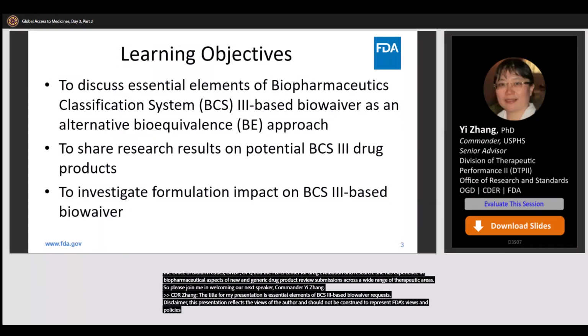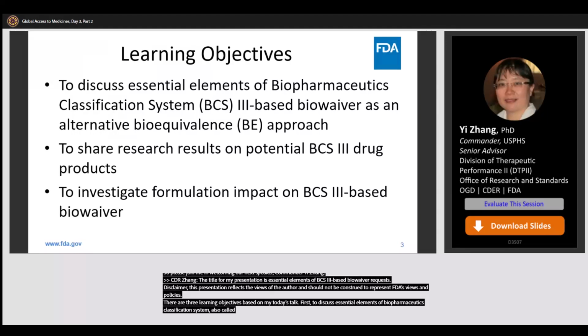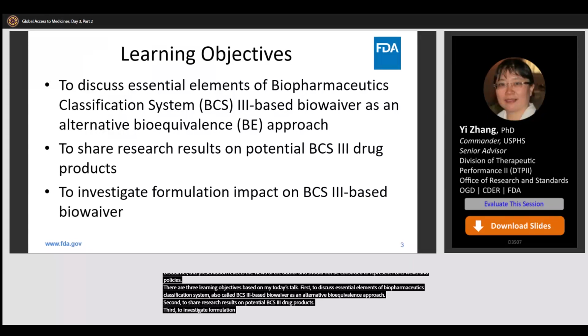Our three learning objectives based on my talk today. First, to discuss essential elements of the biopharmaceutics classification system, also called BCS, 3-based Biowaiver as an alternative bioequivalence approach. Second, to share research results on potential BCS3 drug products. Third, to investigate formulation impact on BCS3-based Biowaiver.